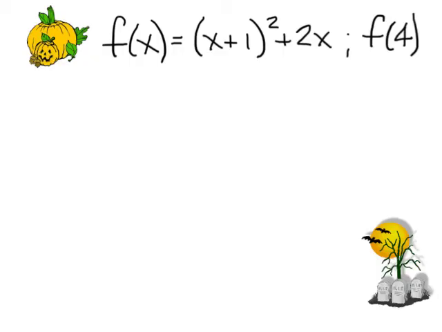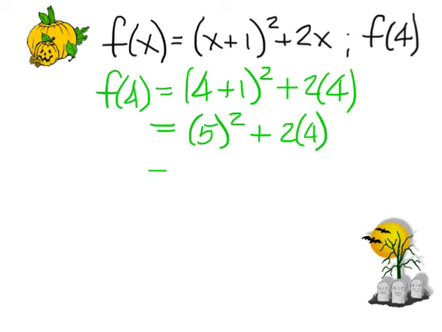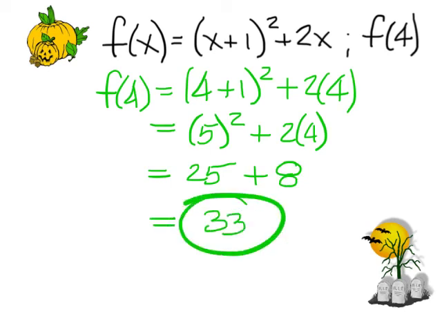Example problem number 7. You have a quantity in here, but it doesn't change anything. You simply plug in the value for x and then simplify. f of 4 would be the quantity squared of 4 plus 1, close the quantity, and then plus 2 times 4. 4 plus 1 is 5. We will go back and square that to come up with 25. 2 times 4 is 8, and the final answer should be 33.